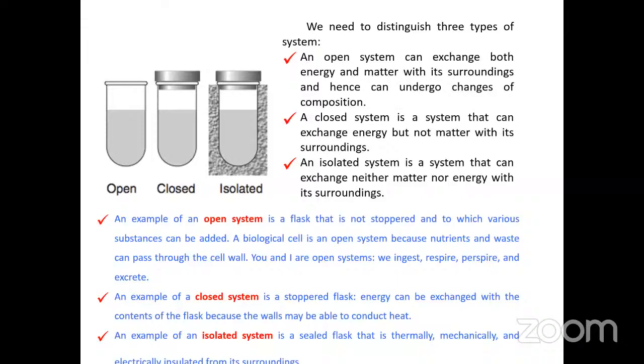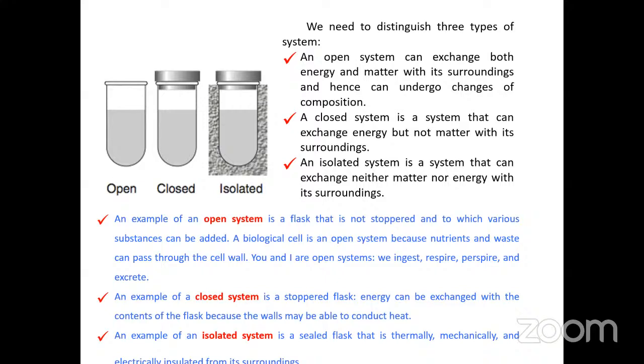A closed system, an example is a stoppered flask. Energy can be exchanged with the contents of the flask because the walls may conduct it. I just explained, if you keep your food in a closed plate, the wall can conduct heat. So heat will go out and come in, but the matter cannot go in and out.